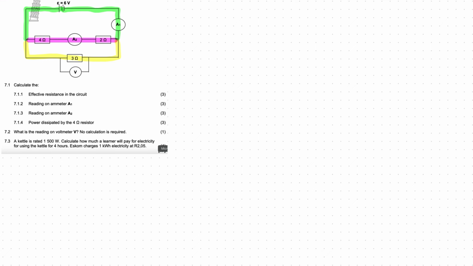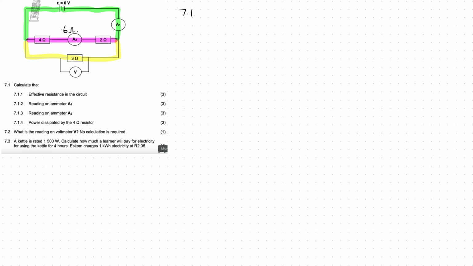However, we should be careful here because the 4 ohm and the 2 ohm are on one branch. And so they are in series in that branch. So what we need to do is add those two. So 4 plus 2 is 6. So this branch has a resistance of 6 ohms. Now we can calculate the total resistance, which is the parallel.